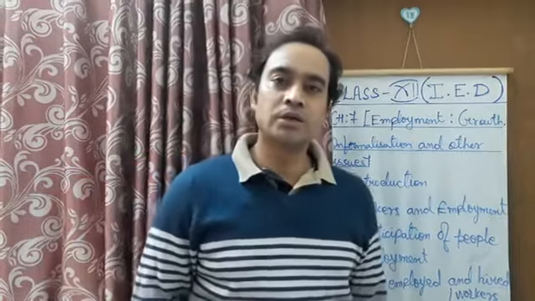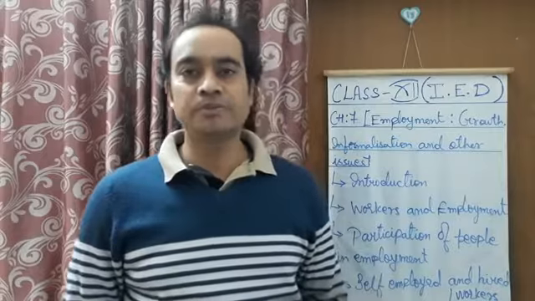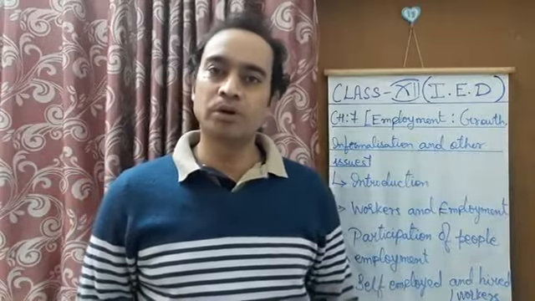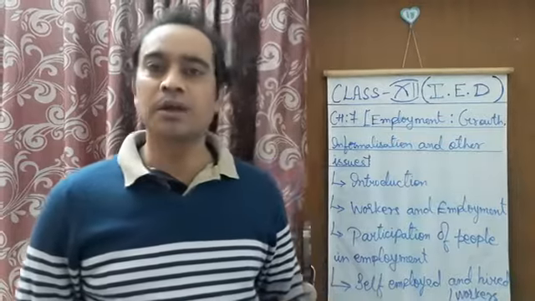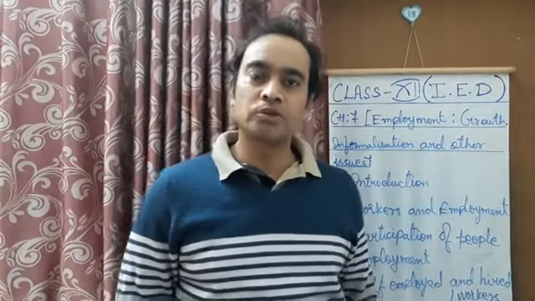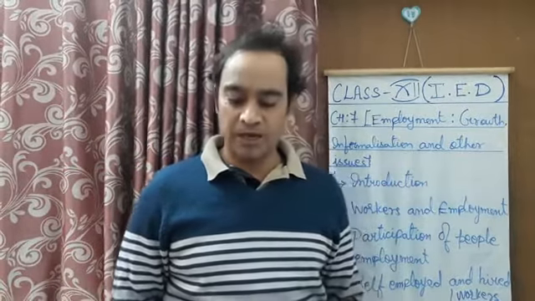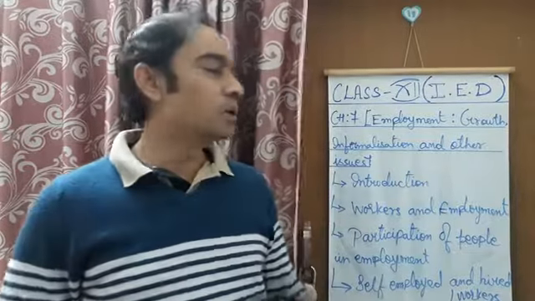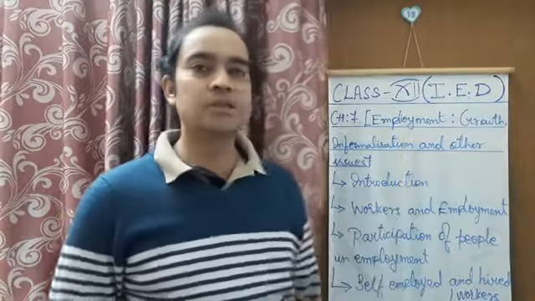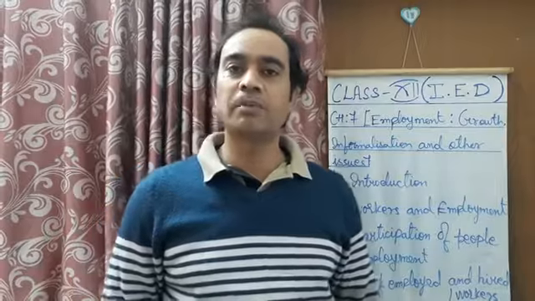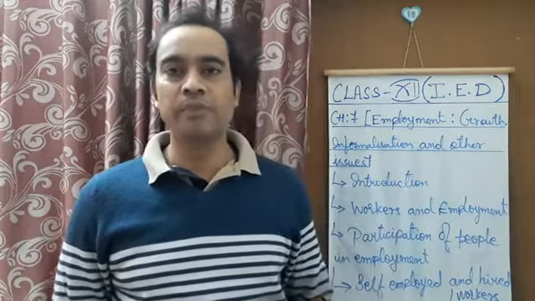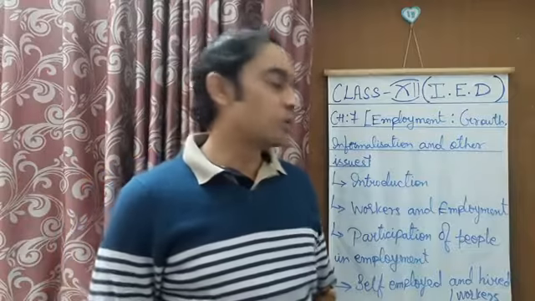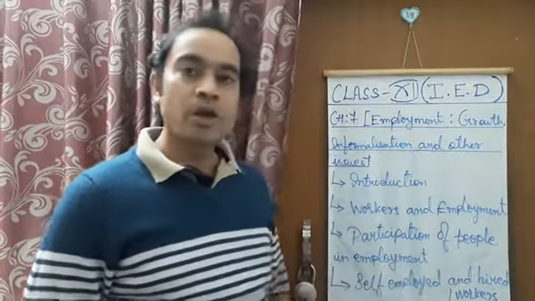We are going to start the 7th chapter of the Indian Economic Development book, Employment, Growth, Informalization and Other Issues. So let's start with this chapter. As we can see here, the word employment in the beginning tells us that we are going to study in this chapter about different types of employment conditions in our country. So let's start from the introduction part here.